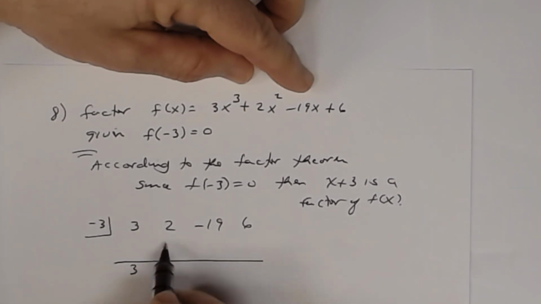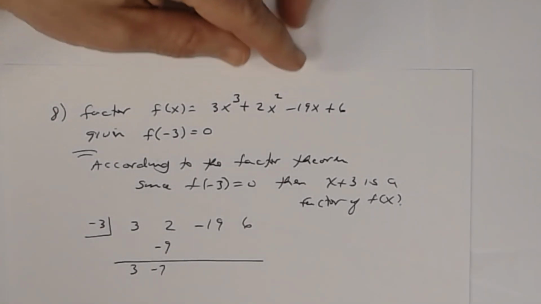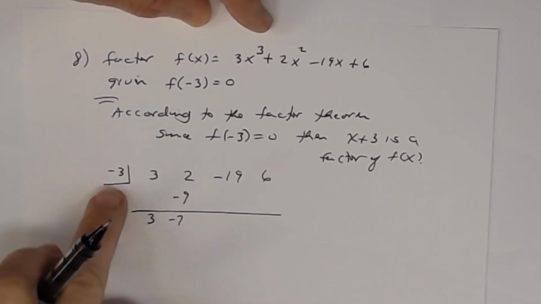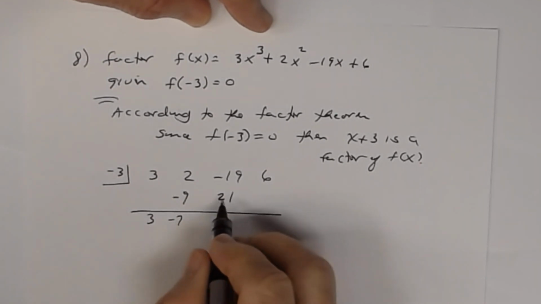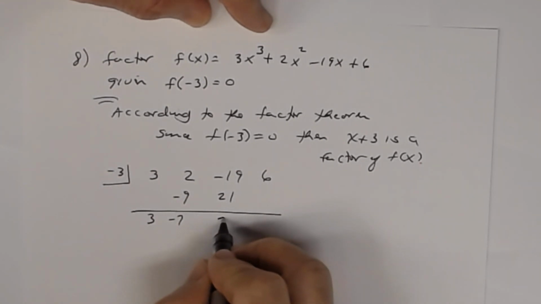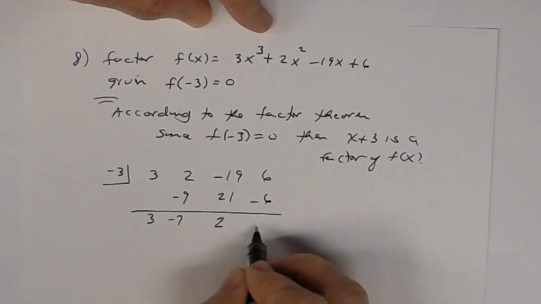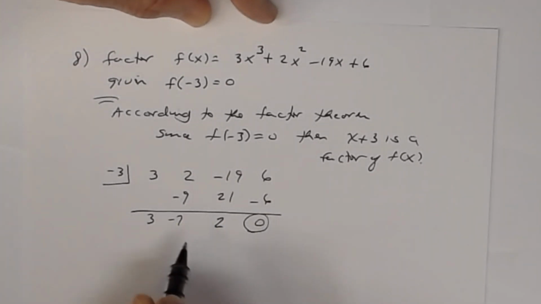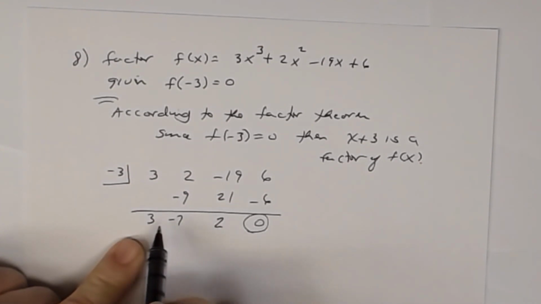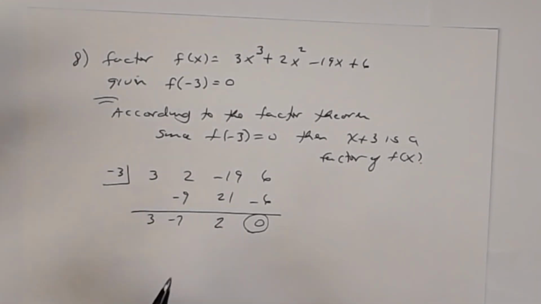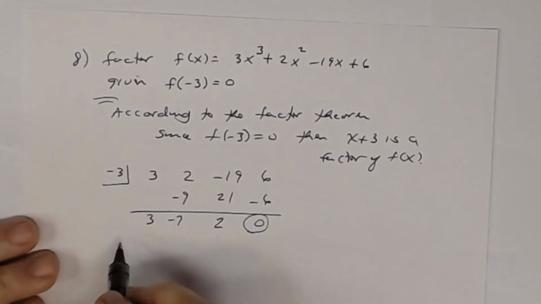Negative 3 times 3 is negative 9. Add 2 and negative 9 is negative 7. Multiply negative 3 times negative 7 is a positive 21. Add, I get, let's see, what's that, 2? Multiply, I get negative 6. Add, I get 0. All right? So what that means now is this. See, these right here, those are the coefficients of that quotient, that other polynomial. Okay, so now this is what we have.